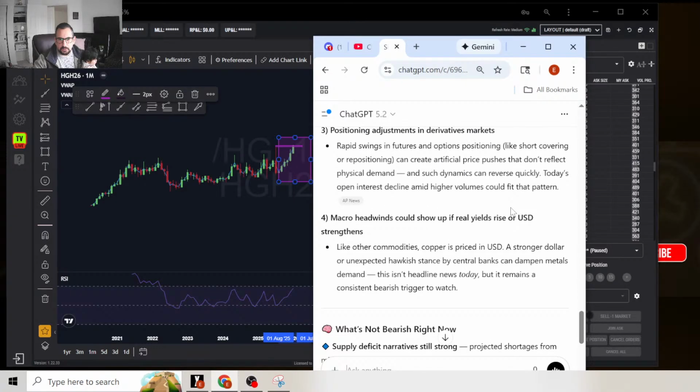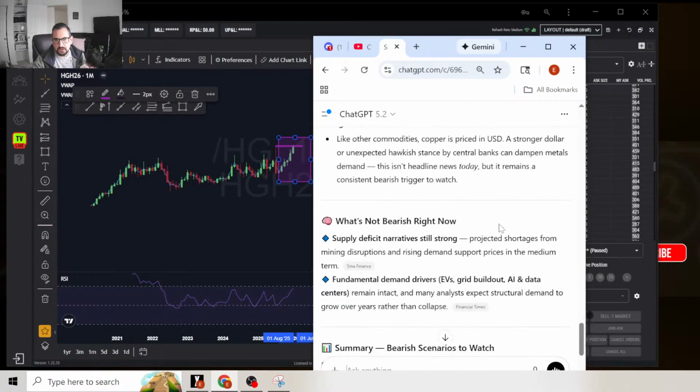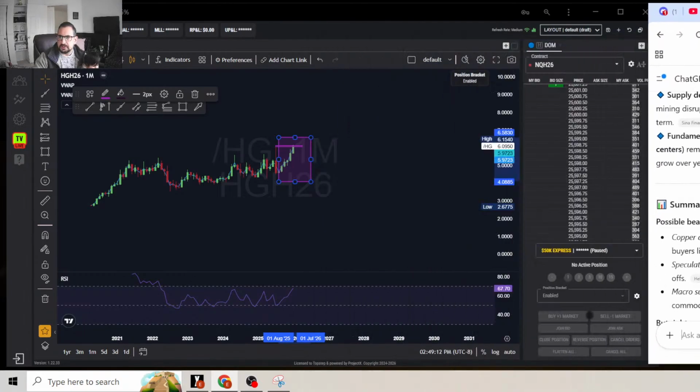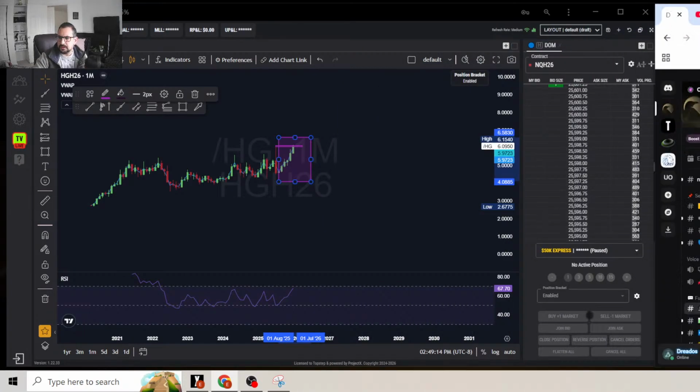Rapid swings in futures and positions, macro headwinds like other commodities. Copper's price in USD, a stronger dollar, or unexpected hawkish stance by central banks can dampen metals. Supply deficit narrative still strong, and fundamental demand drivers remain intact: EV, grid, AI, data centers. Huh. Okay. It'll be interesting to watch.